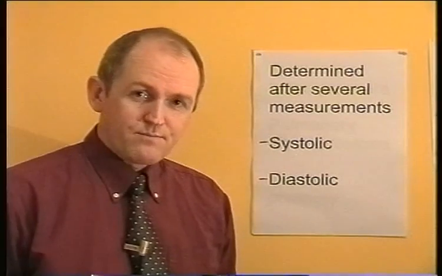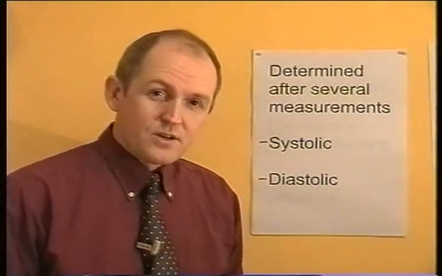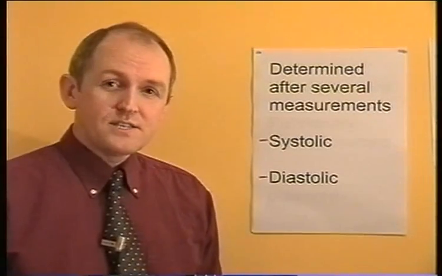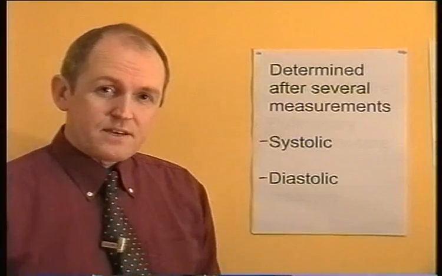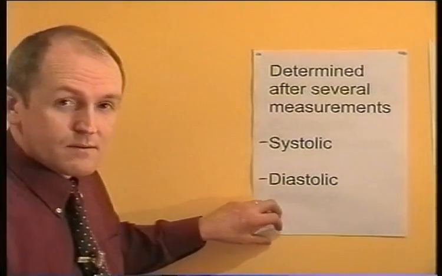So the systolic blood pressure is the pressure when the heart is actually contracting. The diastolic pressure is the pressure in the arterial system when the heart is in its resting phase. So the systolic and the diastolic blood pressure.